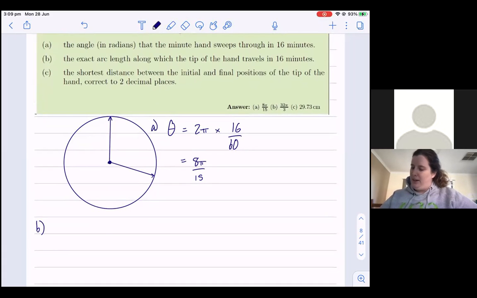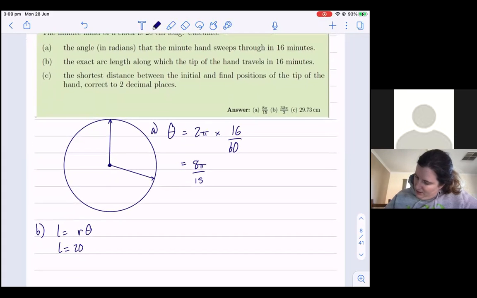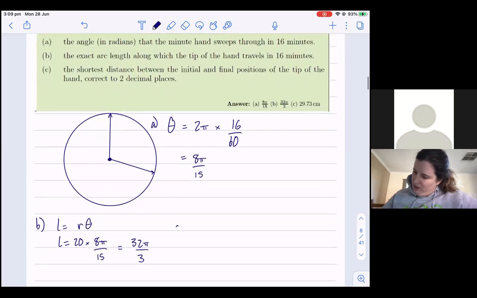The exact arc length along which the tip of the hand travels in 16 minutes. So L equals R theta. So our radius was 20 centimeters long. Our angle is 8 pi on 15. So we've got 32 pi on 3. And question C, the shortest distance between the initial and final positions of the tip of the hand.